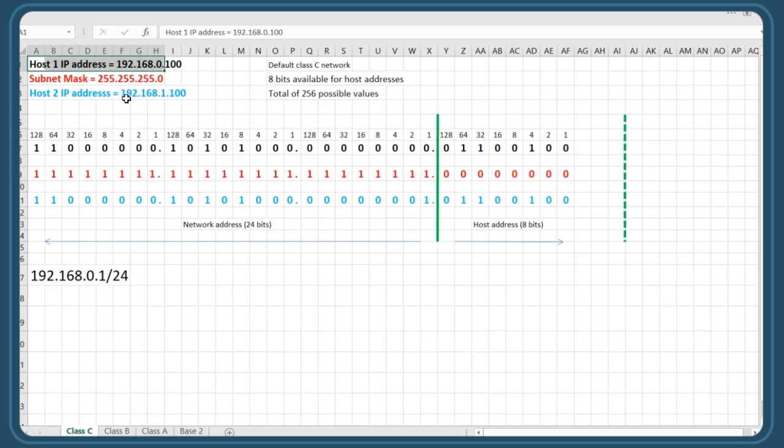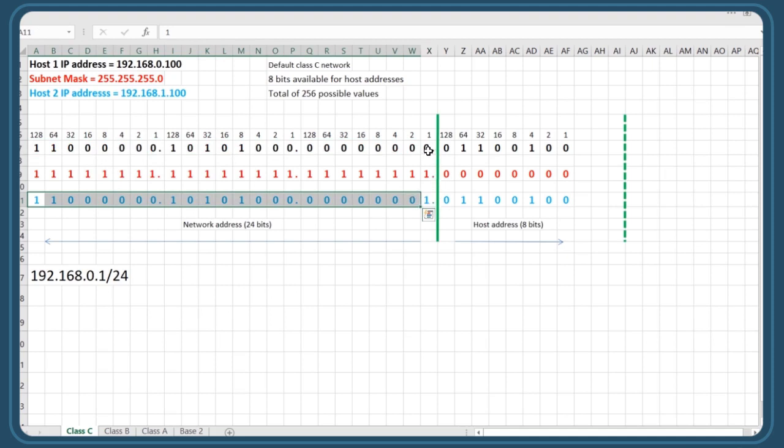192.168.0 is a different network than 192.168.1. And again, you can see it in binary. Everything is the same right up to this very last bit. So there is a zero at the last bit. Now we see a one at the last bit. So everything up to that point is the same.